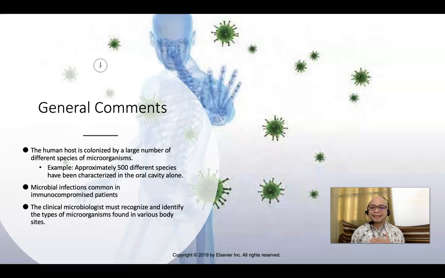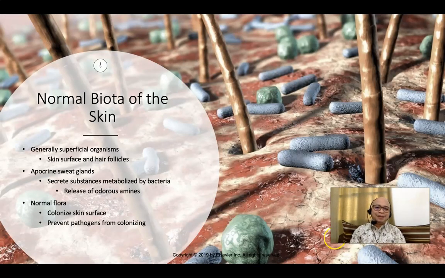The clinical microbiologists such as medical technologists must be able to recognize and identify the types of microorganisms found in various body sites. Meaning to say, if we are able to isolate E. coli in the stool, it doesn't necessarily mean that that E. coli is pathogenic. We don't usually perform antibiotic susceptibility testing on E. coli isolates in the stool unless you have it serotyped and that particular strain of E. coli is indeed pathogenic, such as E. coli O157:H7.